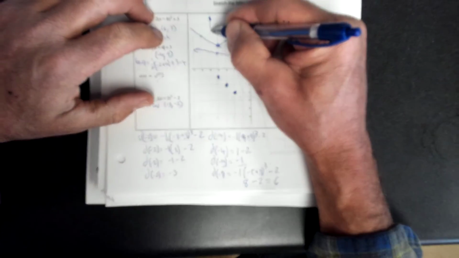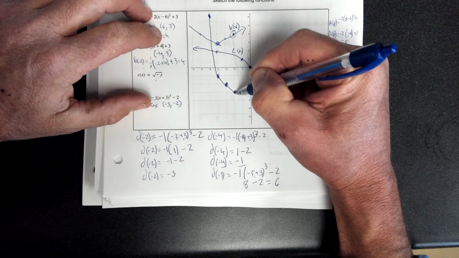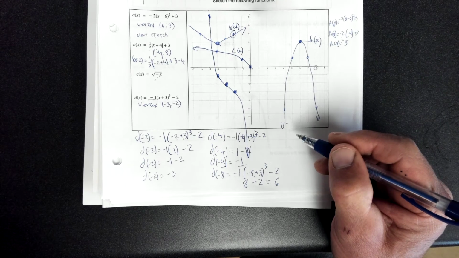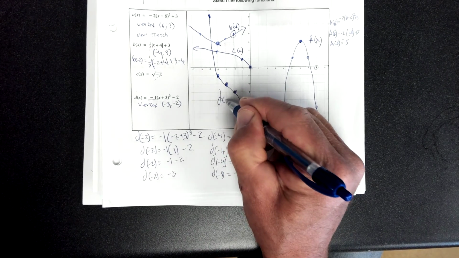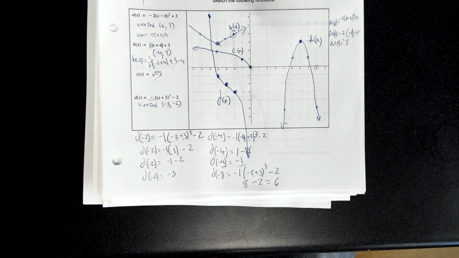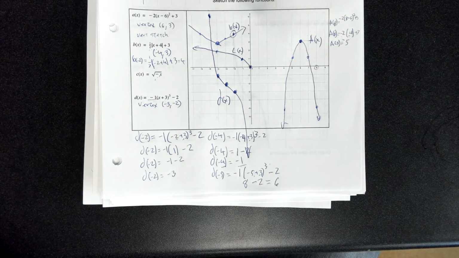And I can sketch my graph coming through my vertex and then shooting down off my graph. Looks something like that. Okay. So that is d of x. Anyway, I hope this is helpful, and that's kind of the example problems. And we'll stop this here.